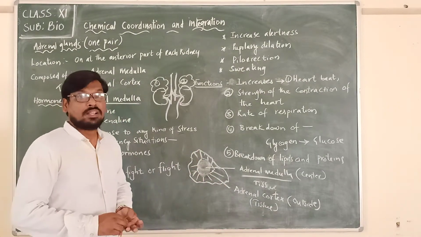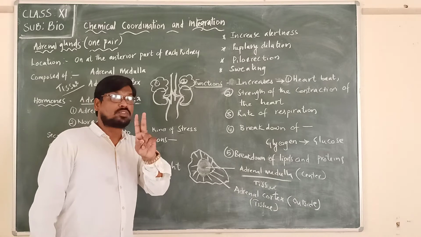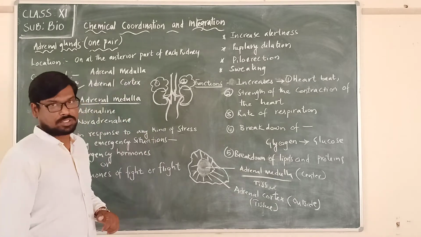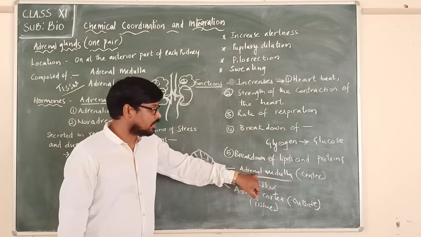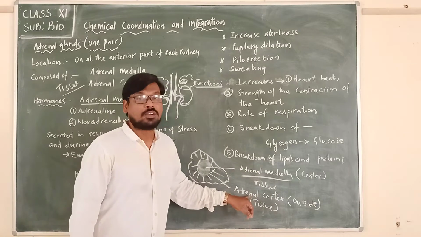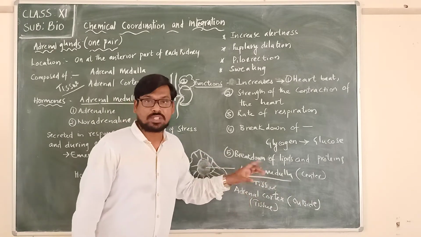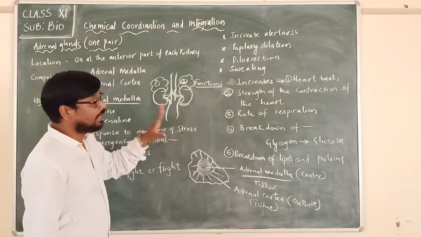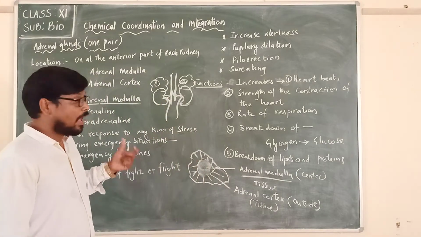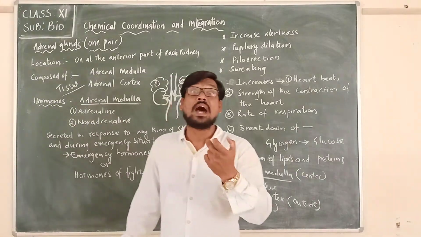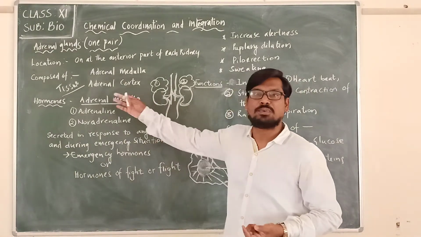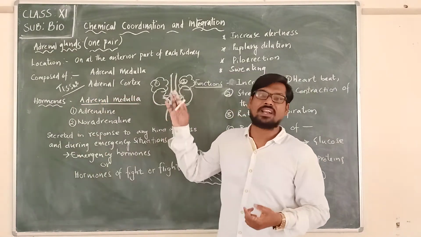So you have to remember that the adrenal gland is composed of two different types of tissues. The two types of tissues are what? Adrenal medulla and adrenal cortex. And now we will look at the hormones that are produced from the adrenal gland.